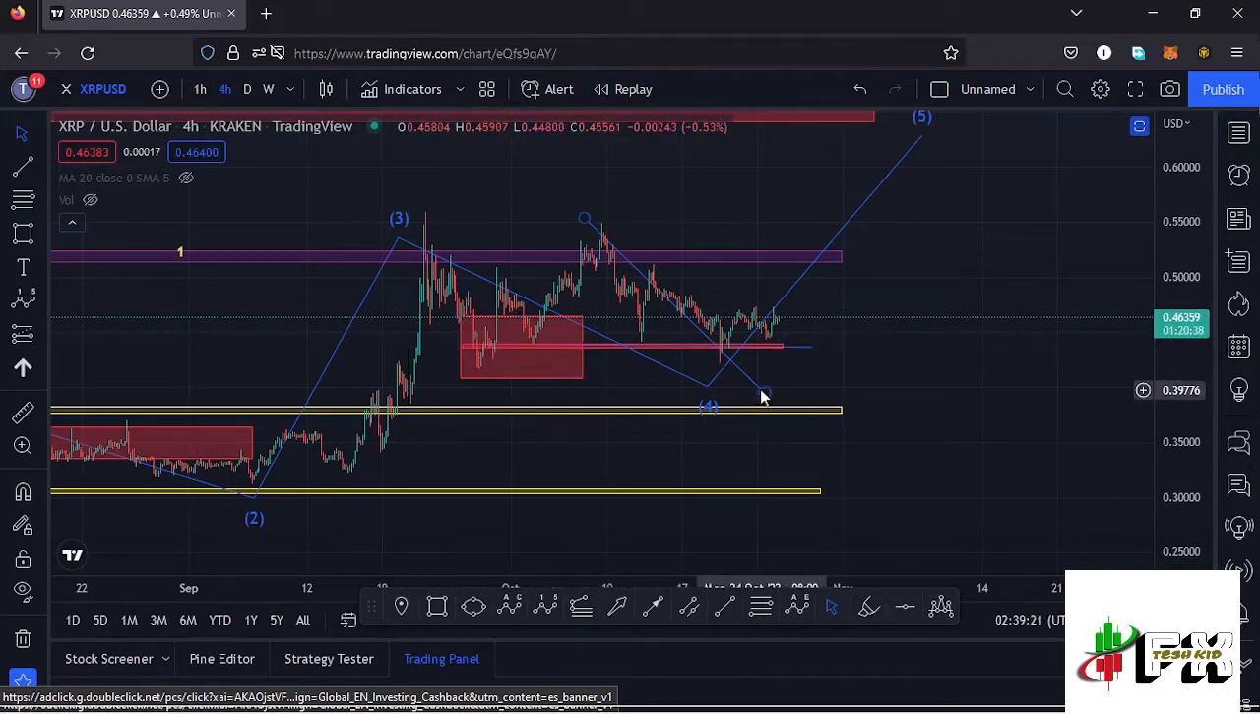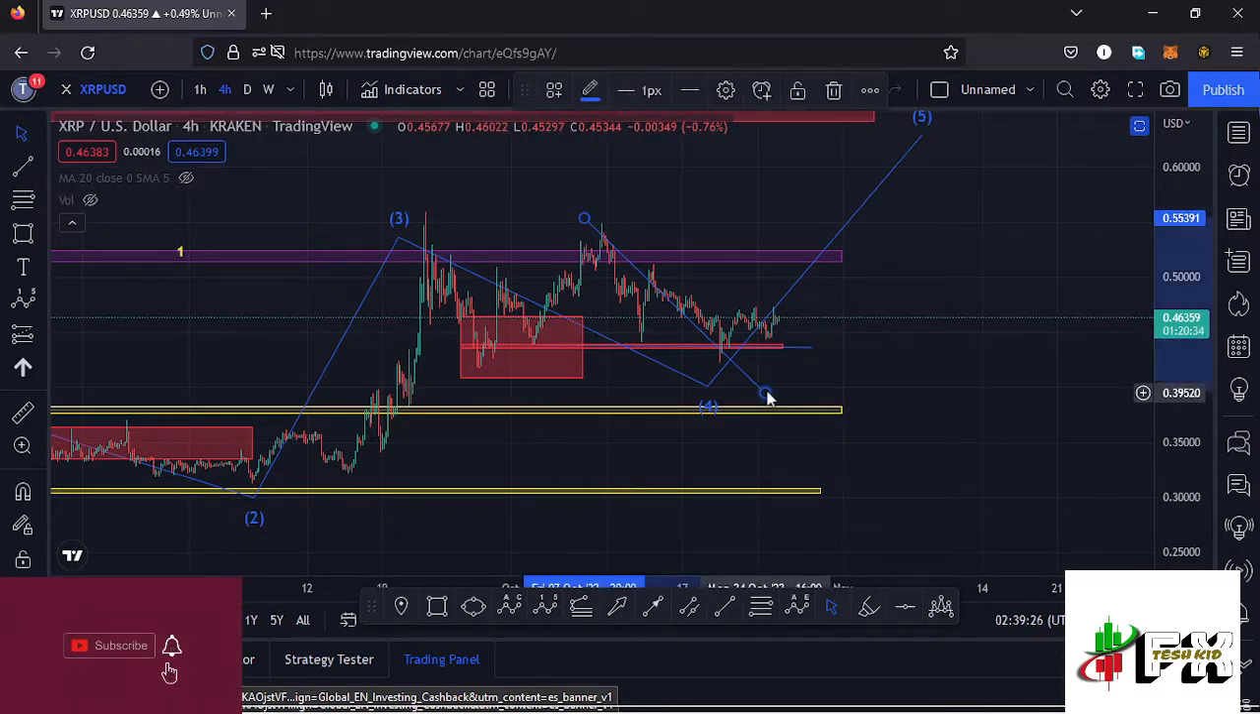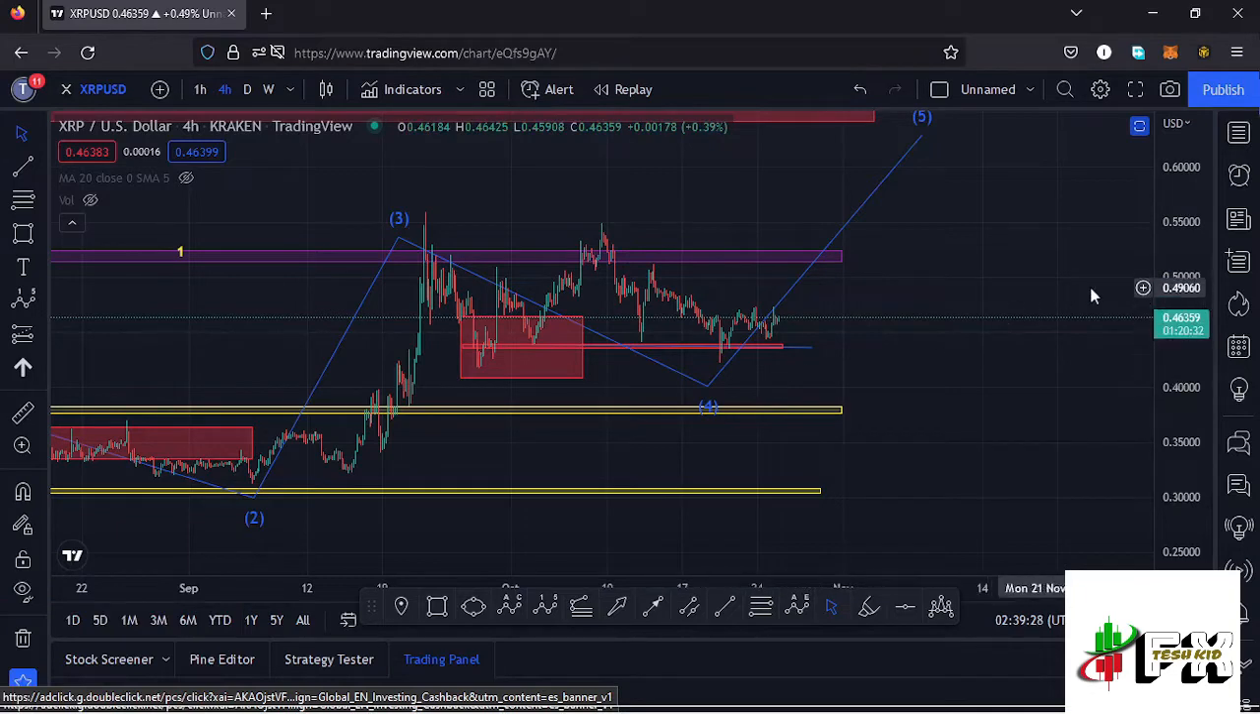And because the fourth wave is a corrective wave, I also expected to see a corrective movement play out over here.